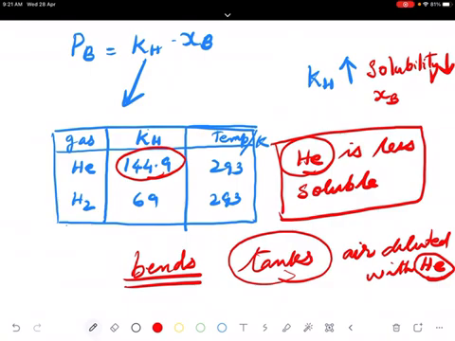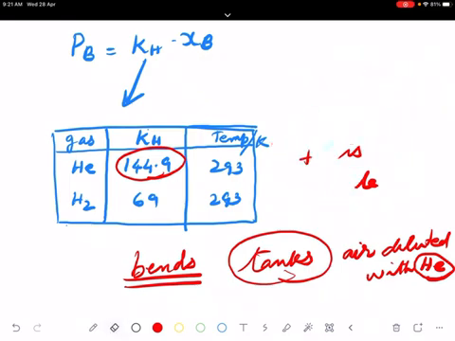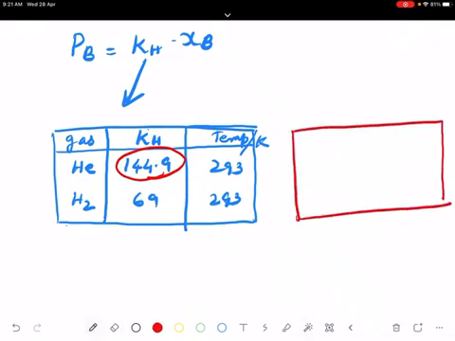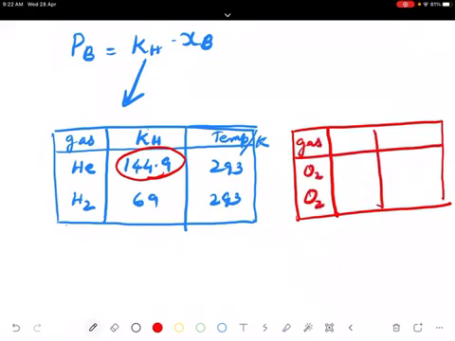Now, what about the temperature difference? If the temperature is high or low, what about the solubility of a particular gas? In that case, I'll take the same gas at different temperatures. When I took helium and hydrogen, I took the same temperature and different gases. Now I'm going to take the same gas but at different temperatures. For example, the gas is oxygen, O2. The temperature is different: a low temperature of 93 Kelvin and a high temperature, for example, 303 Kelvin.